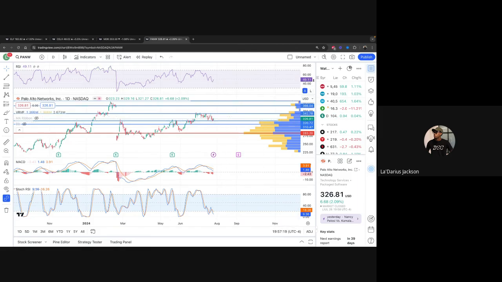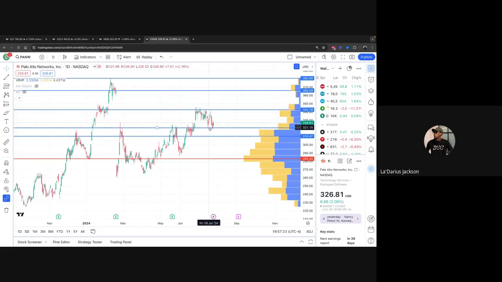RSI is at 49, pointing up. It's also sitting and testing. It just bounced off support at about 320, which is a major support for it. It tried to break through 320 for about two weeks, tested it here, and now it's testing on the top side. So that's an easy bounce back to the upside.